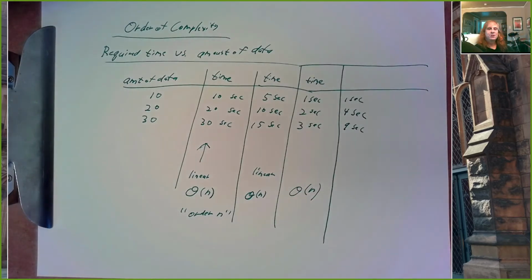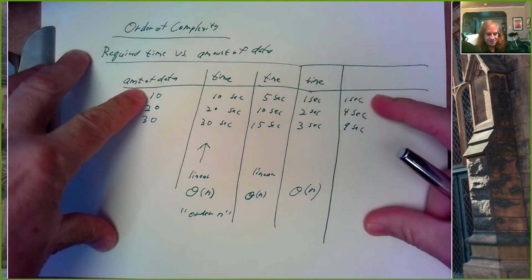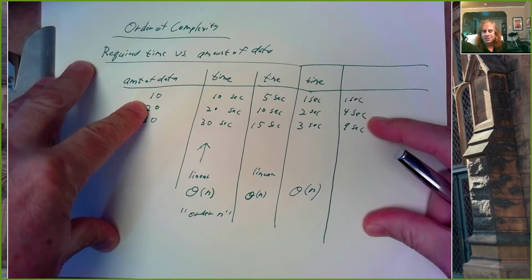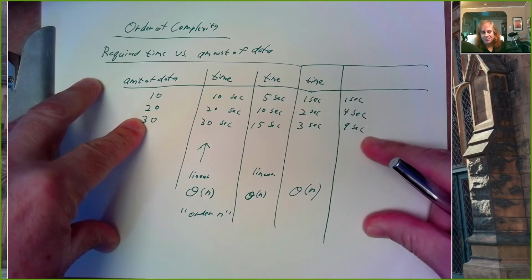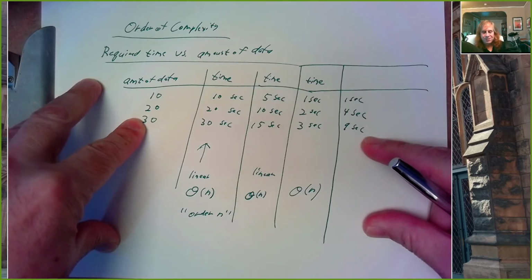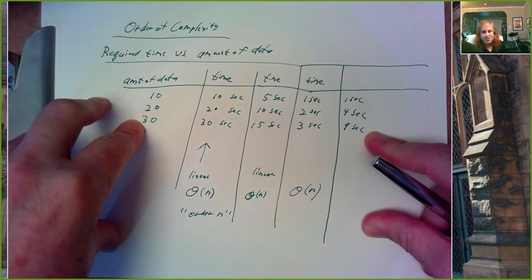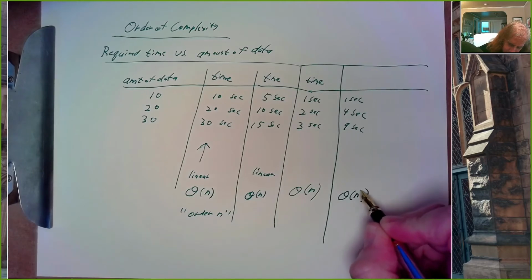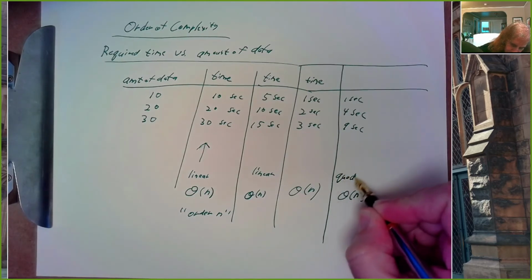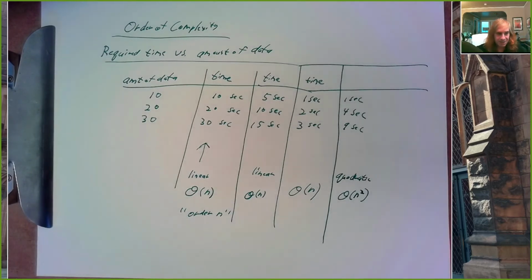Well, this is worse than linear performance. Right? When I doubled the amount of data, my time went up by 4x. When I tripled the amount of data, my time went up by 9x. So my time is increasing by the square of the increase in the amount of data. And we say this is order n squared, or we might say this is quadratic performance. Order n squared, not very desirable, but fairly common.